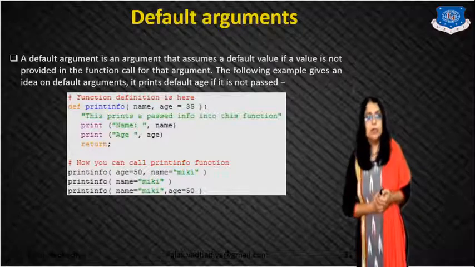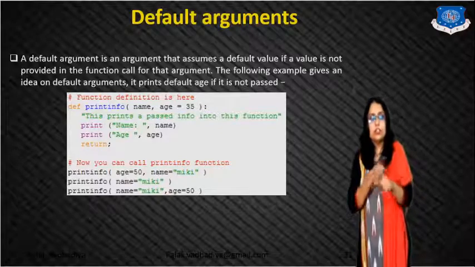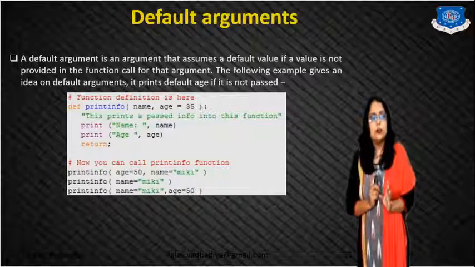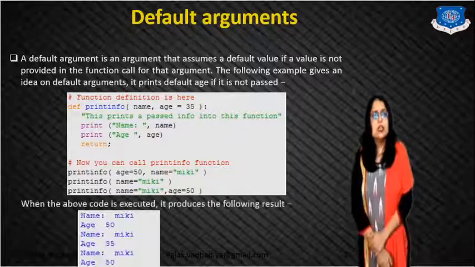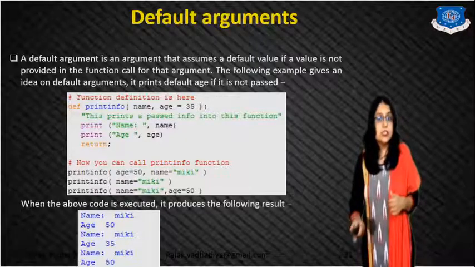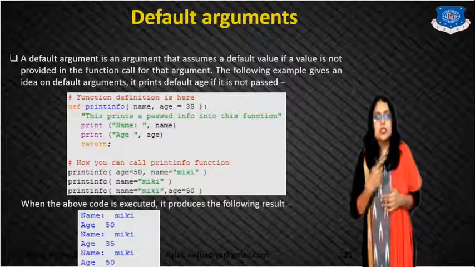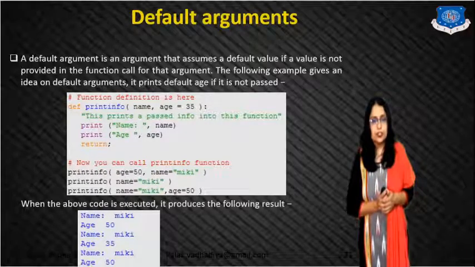Now in the third line, the print info is name Mickey and age equal to 50. I just shuffled the order. So when I run this, the first time I'll get Mickey and 50. Second time, as I told you, Mickey and 35, the default value. And this is Mickey and 50.